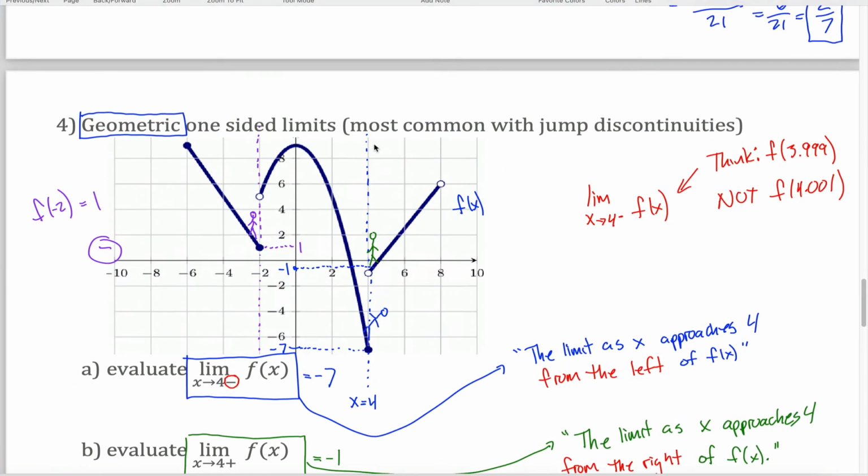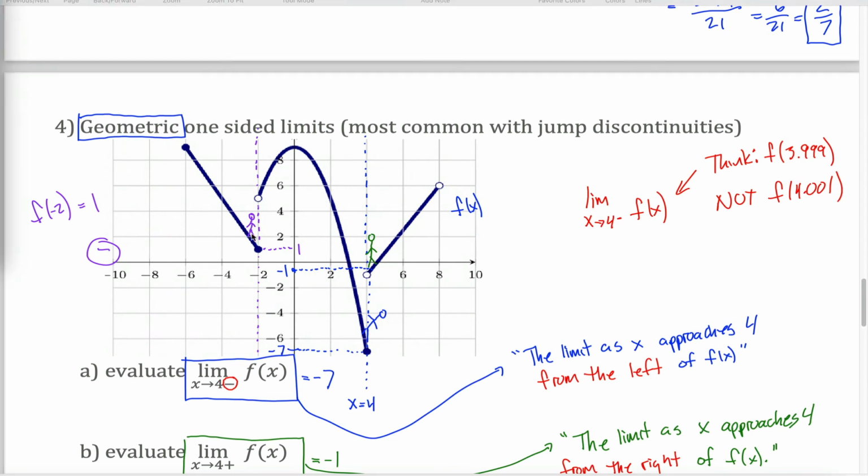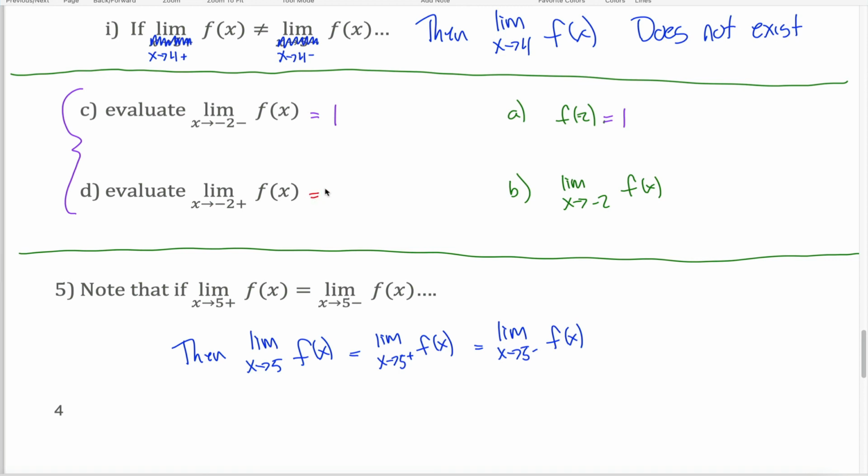But what if we're coming from the right side? What if instead of imagining you're this person, imagine you're this person. You're walking along the graph and you're getting closer and closer to -2. And when you're standing somewhere over here, you're super close to -2. What is your height getting really, really close to when your x value gets close to -2? Looks like your height is getting really close to 5. So the limit as x approaches -2 from the positive side of this function f of x is the number 5. This answer is 5.